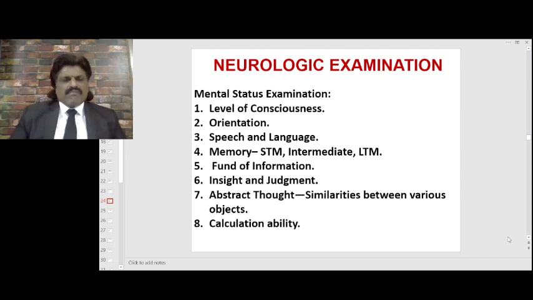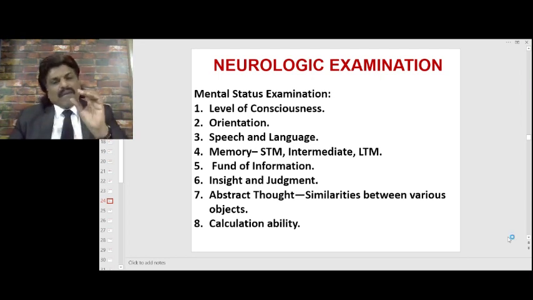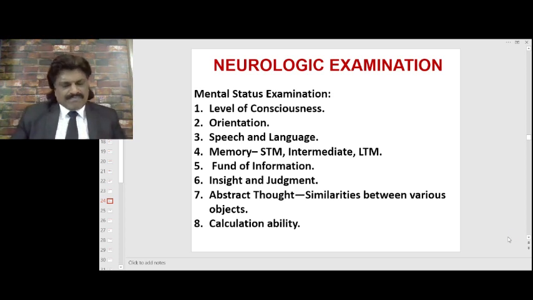For the immediate memory, we give 7 digits forwards and 5 digits backwards, or we give them 3 unrelated articles and ask them to repeat immediately. That is the immediate memory. For the intermediate memory, we ask the person to repeat the 3 unrelated articles after 5 to 10 minutes. So this indicates that the hippocampus is affected. If the hippocampus is affected, the person loses the intermediate memory.